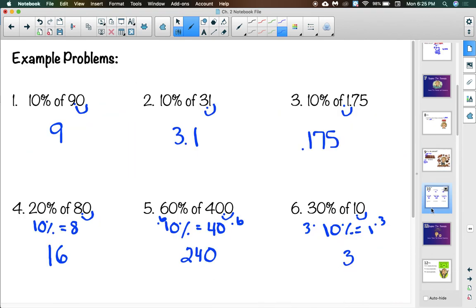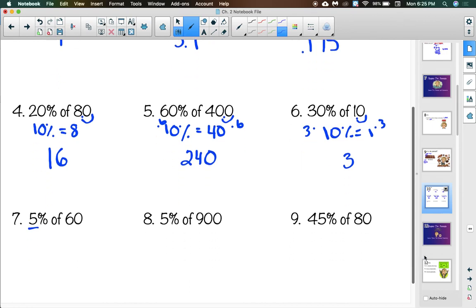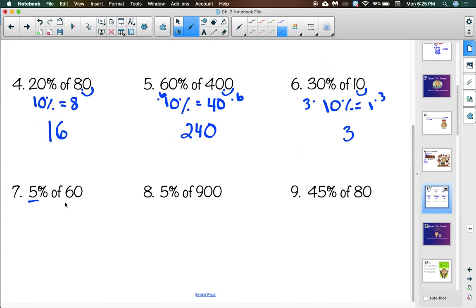Okay, let's take a look back here. 5% of 60, well first I have to find 10%. We always start with 10%. Move that decimal one place to the left. 10% is 6. So to change 10% to 5%, we have to divide by 2. 10% divided by 2 is 5%, so 6 divided by 2 is 3. 5% of 60 is 3.